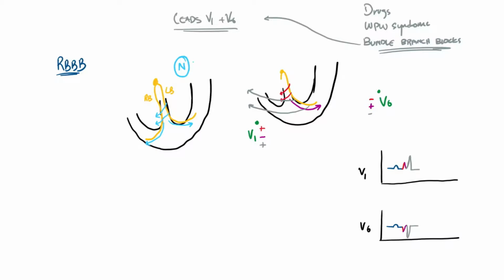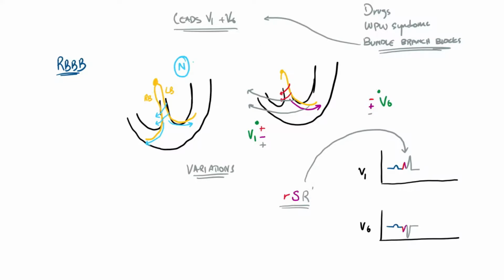So you get a small r, a negative S, and then a positive R complex again in V1, which is known as a small r, big S, and a capital R prime. So this is an RSR prime pattern that you see in V1. Now, essentially, there can be different variations of this pattern as well, so you need to memorize those.